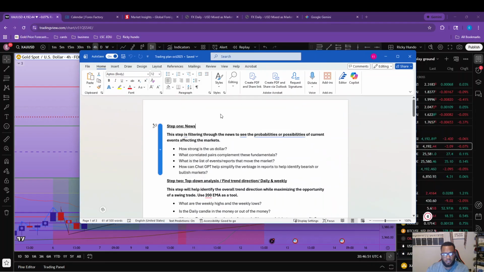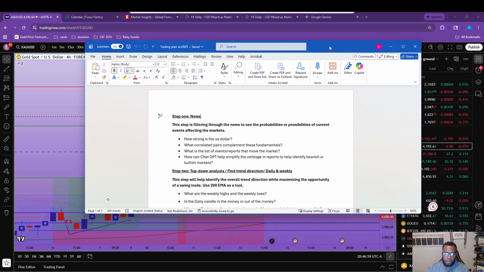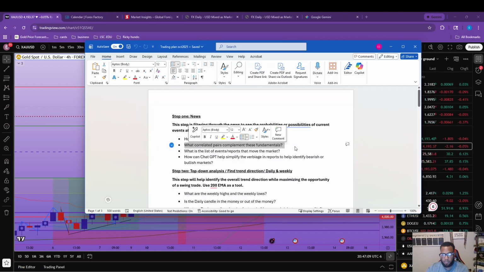So just to kind of recap, this step was to filter out the news to see the probabilities and possibilities of what could be happening in the market, and how news can affect the market. We talked about the correlated pairs. We talked about the reports that I just showed you guys, and then we talked about ChatGPT. So this is pretty much what I do.